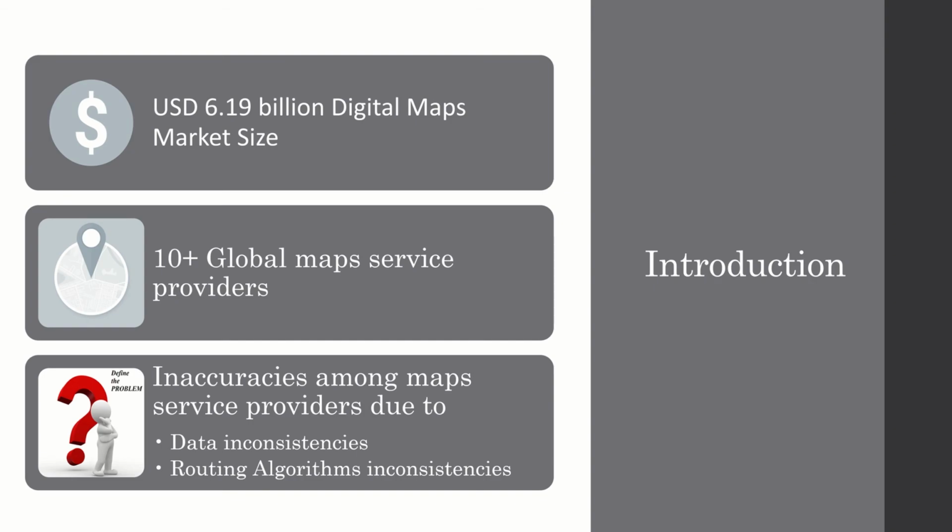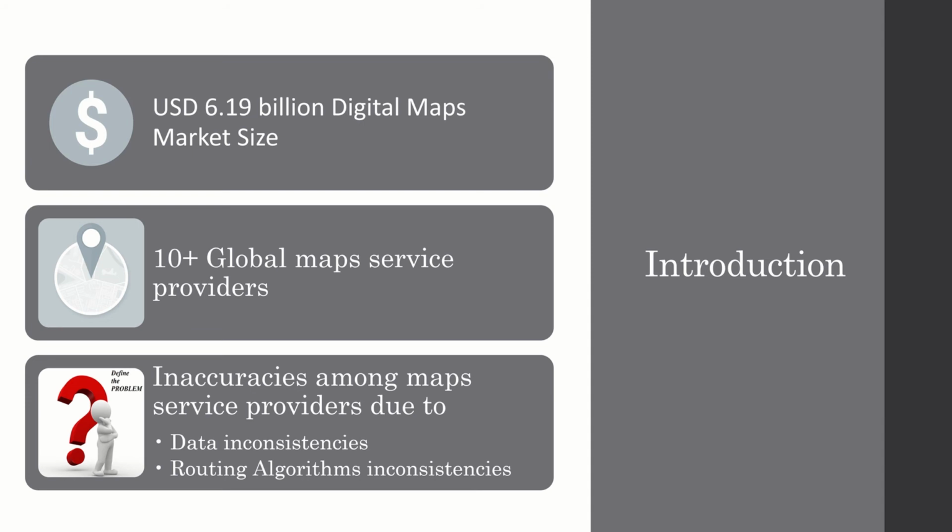As of 2019, the global maps industry is valued at around 6.2 billion US dollars with over 10 global map service providers. Although maps providers strive to maintain high accuracy in maps data, no map provider's data is 100% correct and may have some inaccuracies with respect to the ground truth. This could be due to the dynamic nature of road networks. These minor inaccuracies may lead to unsatisfactory user experience while using map services.